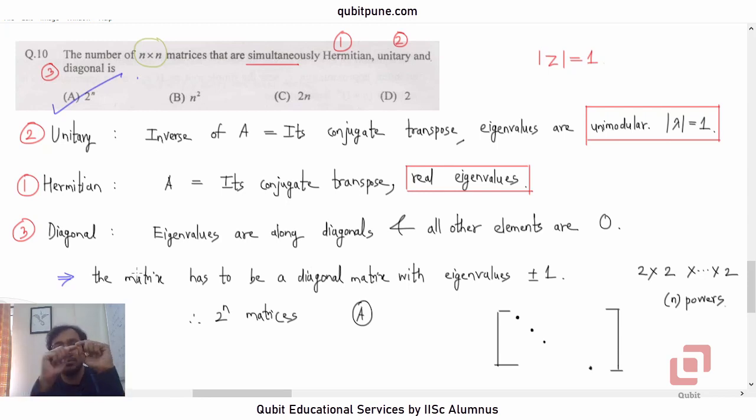So this whole problem is simple, but it requires you to know not only the definitions of unitary and Hermitian matrices, but also the characteristics of their eigenvalues. For example, unitary matrices, as the name suggests, have their eigenvalues unimodular. Hermitian matrices have their eigenvalues real, and for diagonal you already know the things.